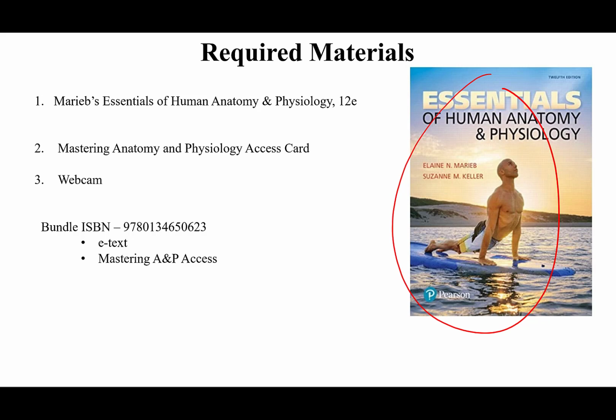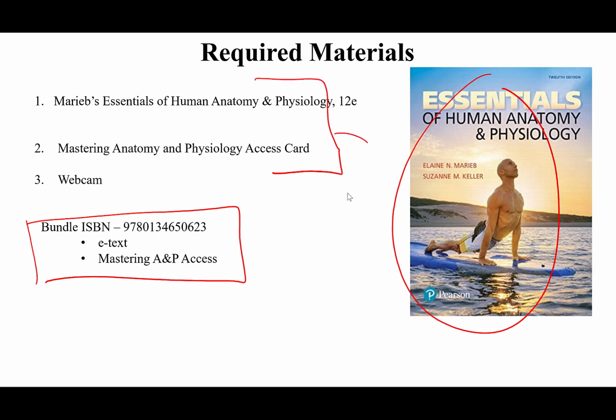You can purchase a mastering bundle instead, if you're interested. This bundle includes the e-text and mastering A&P access. So this mastering includes both of these things, if you decide to purchase the bundle instead of the individual thing. Which the e-text is also really convenient too if you prefer to read things on your phone or your computer instead.